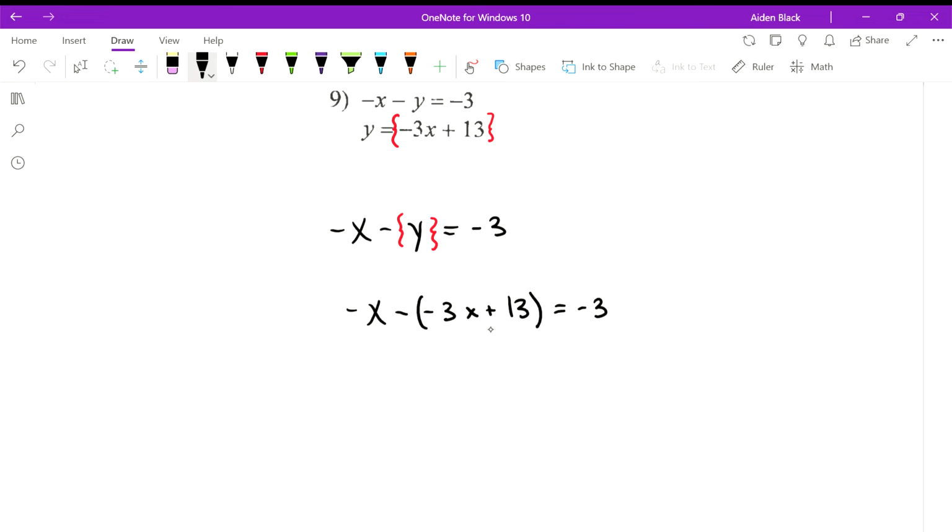Now just make sure if you have a negative in front of it, or a negative with a number, like -2, that you distribute. Negative times a negative is a positive, so negative x plus 3x, a negative times a positive is a negative, so you get negative 13.